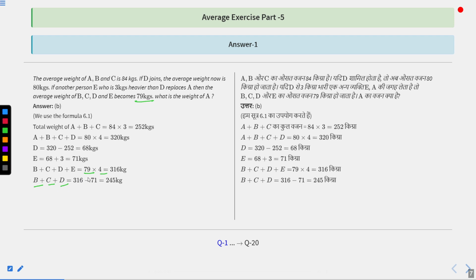So, when we subtract the value of E, we get the value of B, C and D. Clear? So it becomes 245. The question says, what is the weight of A? Now we know the weight of B, C and D, and we know the weight of A plus B plus C plus D. So we subtract the weight of B plus C plus D from the weight of A plus B plus C plus D, and we get the weight of A, which is 75 kg. B is the correct answer.